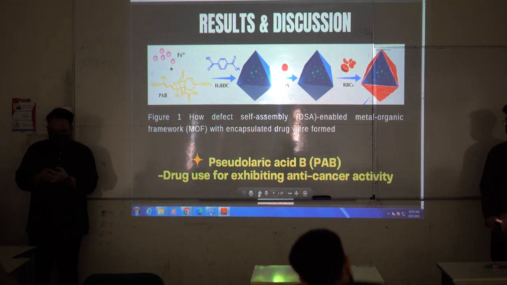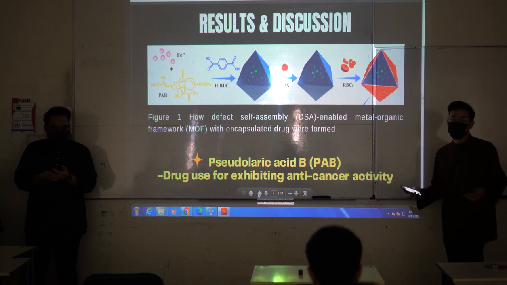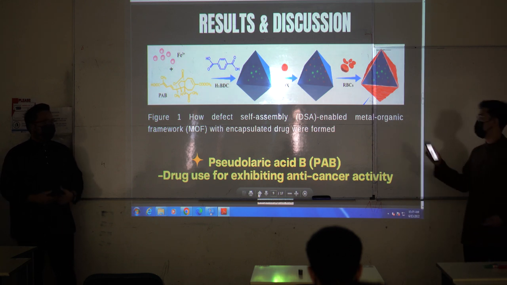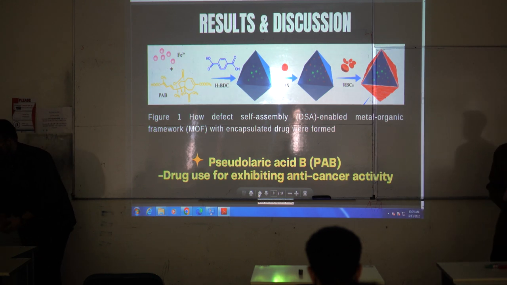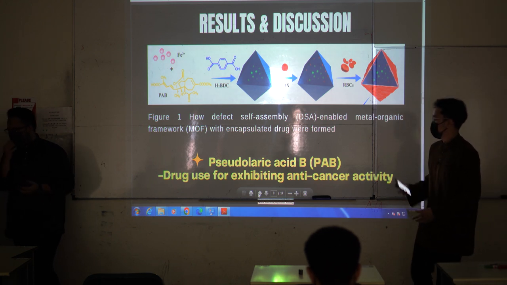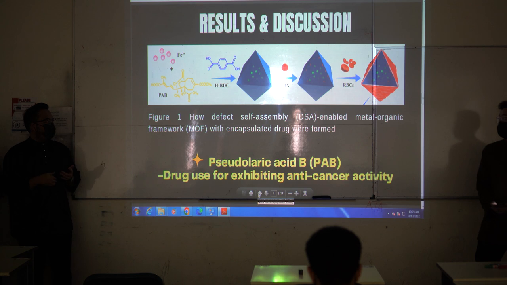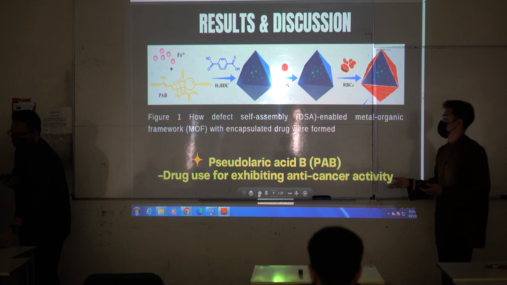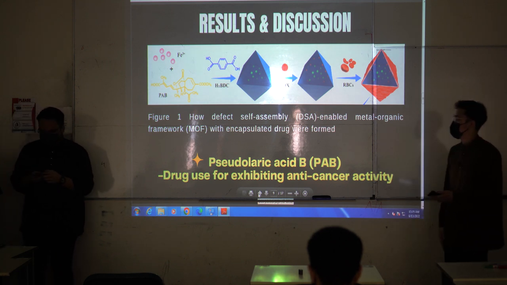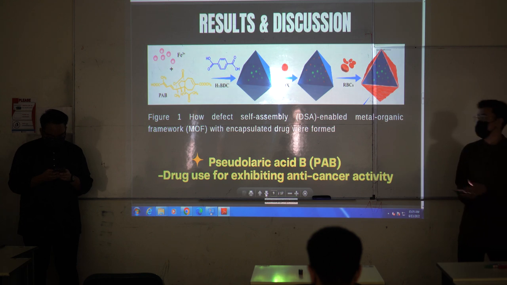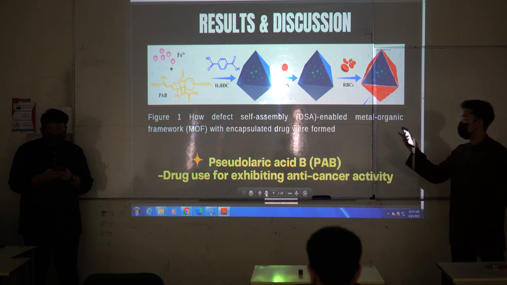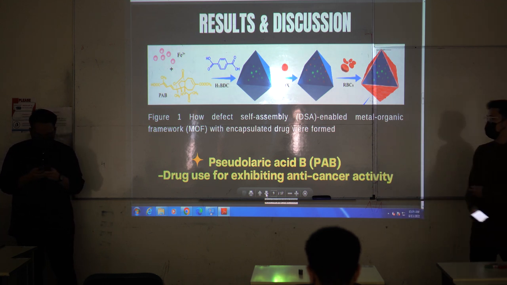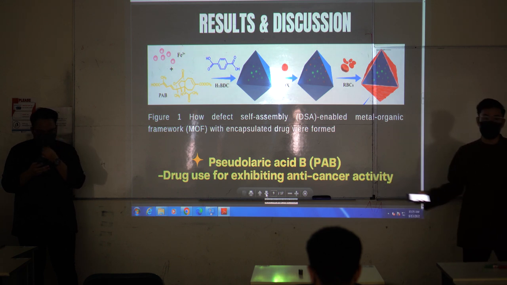Assalamualaikum, I'm Megat, and thank you, Akhmal. Based on what Akhmal said before, this diagram shows how defect self-assembly enables a metal organic framework with encapsulated drug to form. As you can see, when we are producing this self-assembly MOF in this article, it will use Fe ions and also PAB. PAB is pseudolaric acid B, which is a drug used for exhibiting anti-cancer activity.